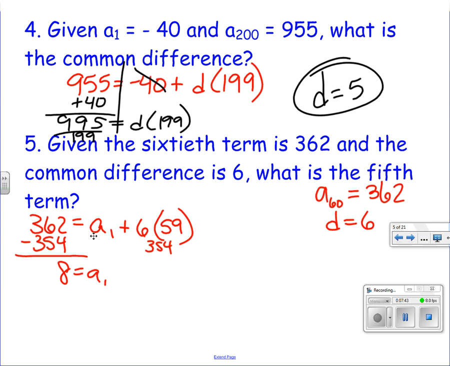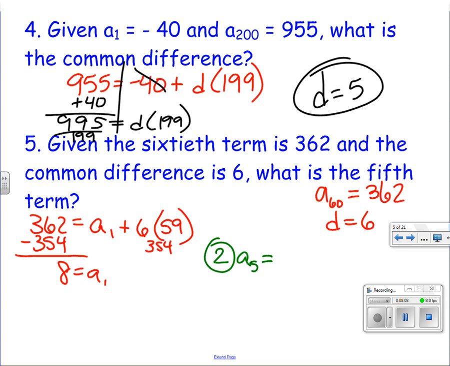No. Okay. So what you have to do next is use the formula again. If you don't have the final answer, you're going to have to use the formula again. So my second step is to use the formula. Now I'm trying to find the 5th term, so I'm trying to find A sub 5. That's my next step.